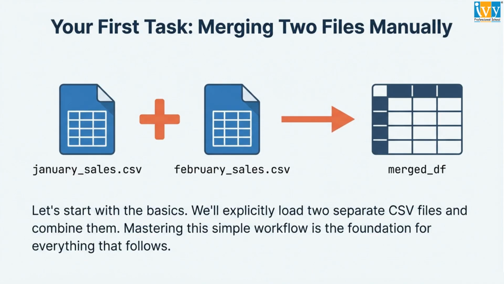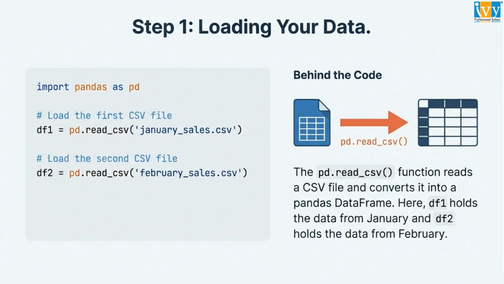script. Our first task is to manually merge two files. We will explicitly load two separate CSV files and combine them. Mastering this basic workflow forms the foundation for more complex automation later. Step 1 is loading your data. We import Pandas and use the pd.read_csv function to read each CSV file. This function converts the file into a Pandas data frame, with df1 holding January data and df2 holding February data.